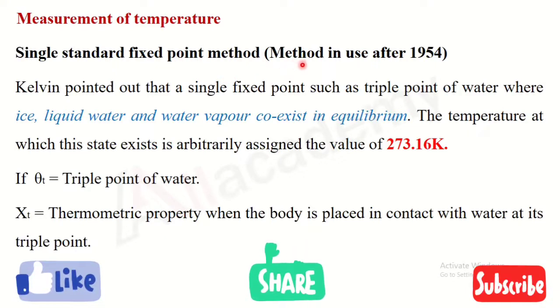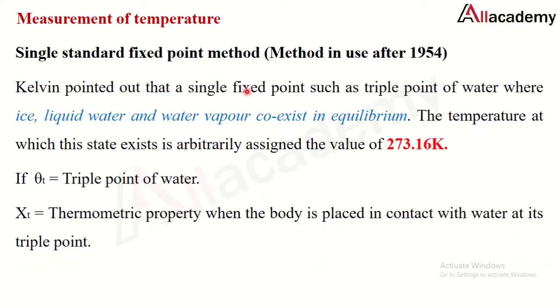Now let us discuss the single standard fixed point temperature method. This method was adopted after 1954. Kelvin pointed out the single fixed point, the triple point of water, where ice, liquid water and water vapor coexist in equilibrium. The temperature at which this condition is observed is 273.16. It is an assigned value, at which all three phases are observed.